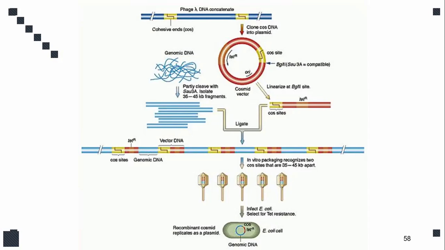Now, you can see this is the molecule of phage lambda. You can see the cos site. This is your genomic DNA that you want to actually transfer. And then this is your plasmid. Can you see? Your plasmid has its own cos site, this cos site, and then you have your genomic DNA on this side.